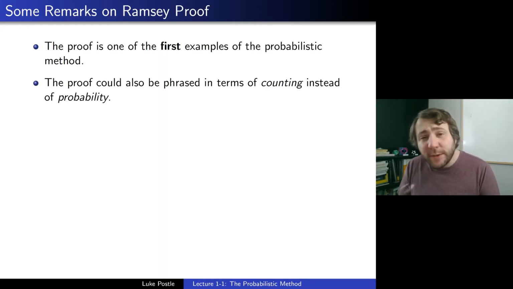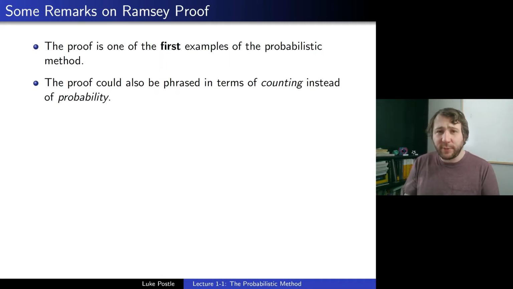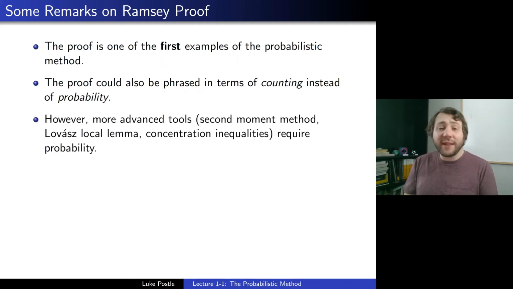The proof could also be phrased in terms of counting instead of probability. What do I mean there? So you could count the number of colorings, count the ones that have monochromatic cliques. And we could phrase the entire thing as counting instead of some probabilistic setup. Well, while that is nice to note, why don't we just do that? Well, one, this is a course on probabilistic methods, but also the more advanced tools that we'll learn in this class, such as the second moment method, the Lovász local lemma, and concentration inequalities, require probability to actually work.